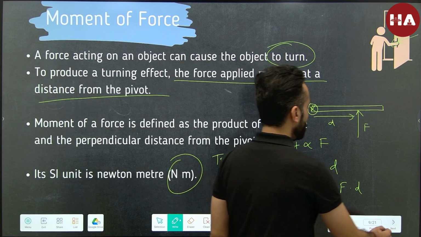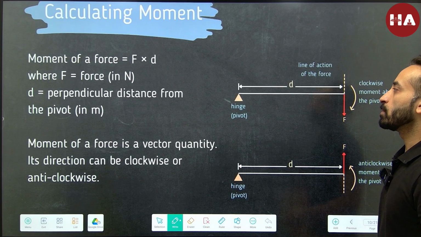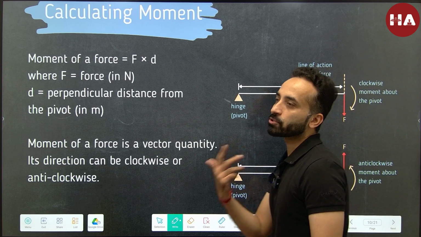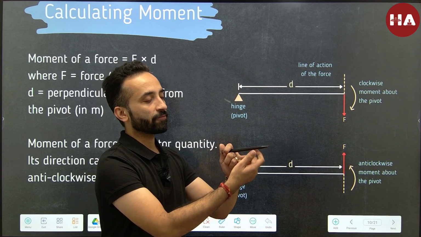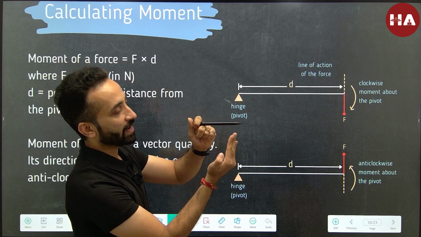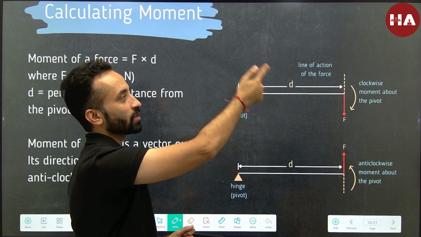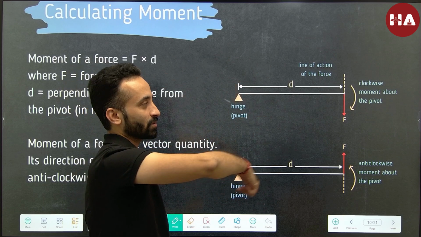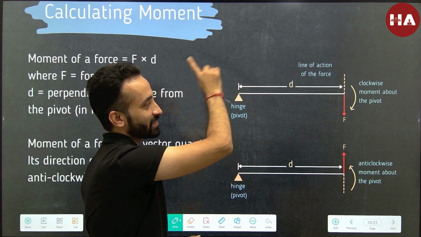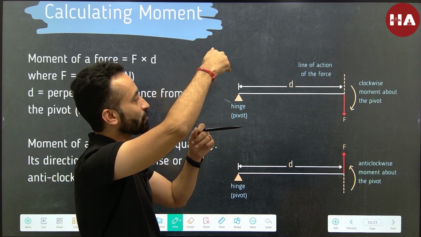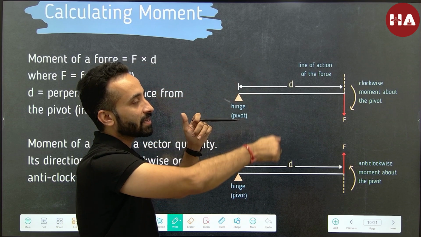Alright, so now moment of force, force times perpendicular distance. You can now also talk about the direction. So if this pen was here and I applied a force upwards, then it's rotating like this. What do you call this? Anti-clockwise. Okay, so if the clock turns like this, then it's anti-clockwise, while if you apply the force like this, then it is clockwise.